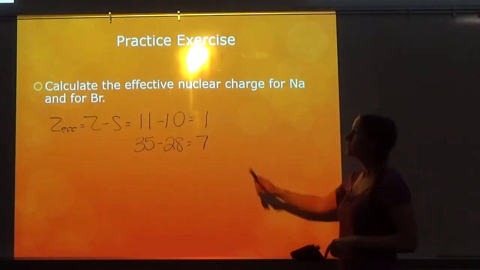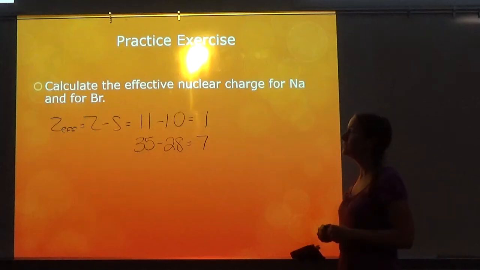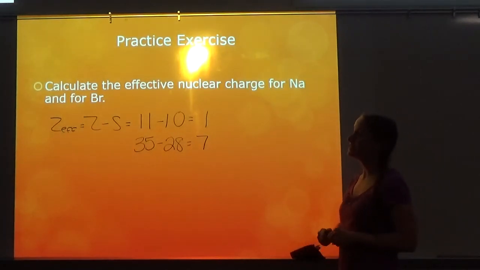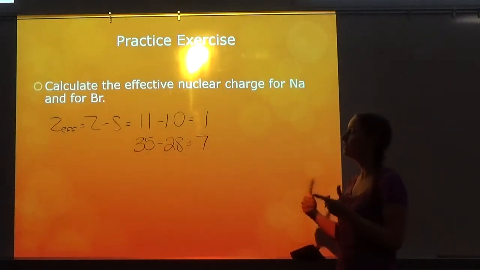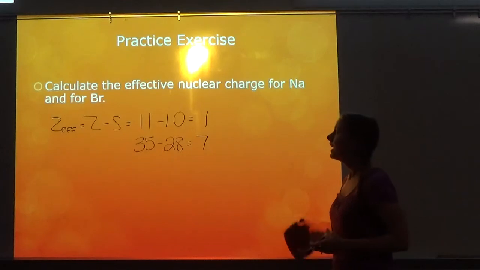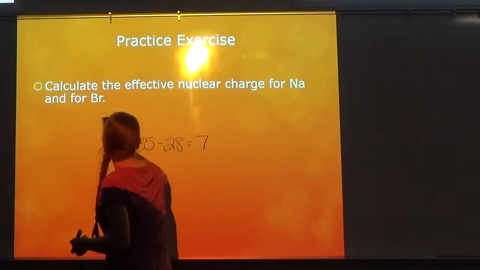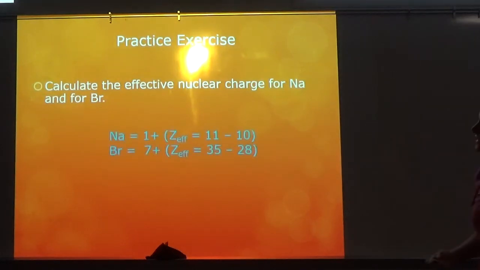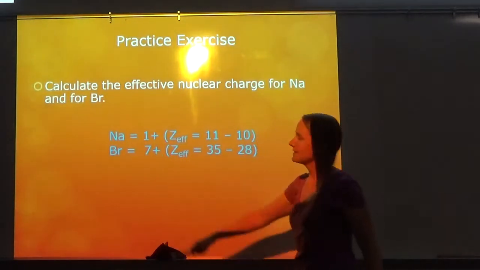Okay, and a lot of times you'll see the positives written next to it, but sometimes you'll just see the number. So I think what I did was I put the positives in my answer, just so that you're used to seeing that in case that's what you see on a test or something like that. All right, so hopefully you got both of those right. And to see here, I have my 1 positive and my 7 positive.